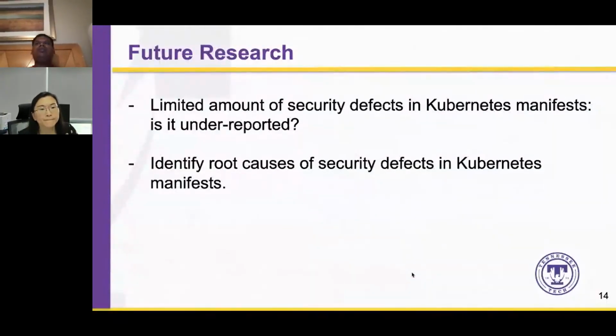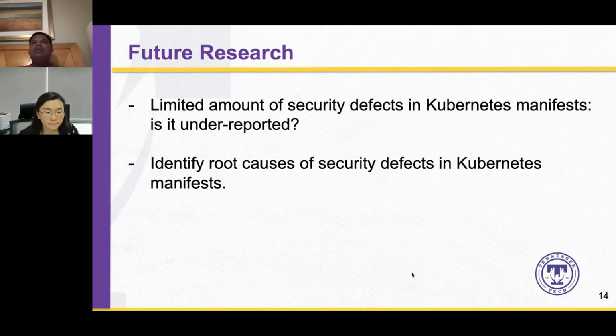And obviously, we need to study more data sets, possibly by mining GitHub and other open source repositories. It is also possible that developers themselves are not well aware of the possible security consequences that Kubernetes manifests have, and that is why it is underreported. The reason we make this particular conjecture comes from our results and also some best practices that we identified as part of our SecDev 2020 paper.